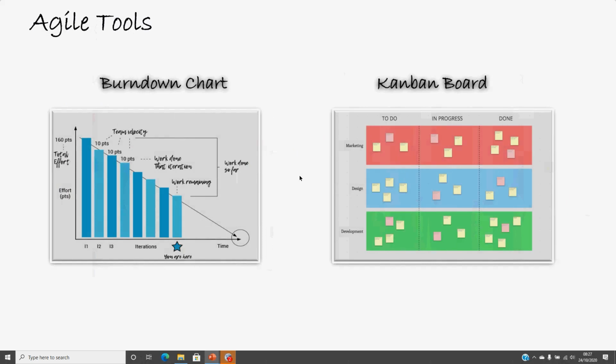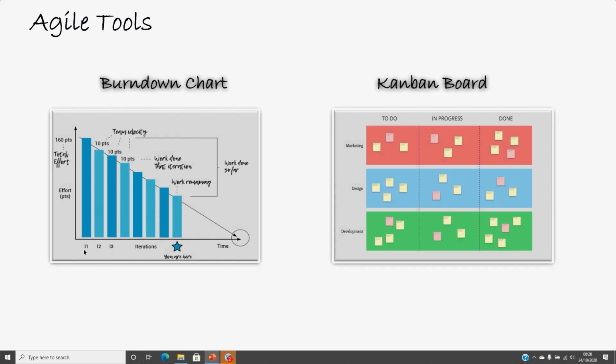Now let's talk about the tools which can be used in Agile. So you can see a burn down chart over here. It is a chart that shows the remaining work to be done and the progress over time and the team's velocity. On the x-axis you have the time of the sprint, and on the y-axis you have the effort.